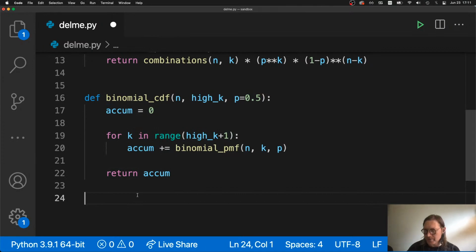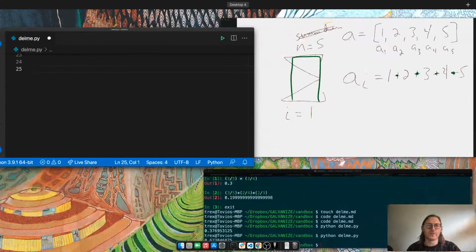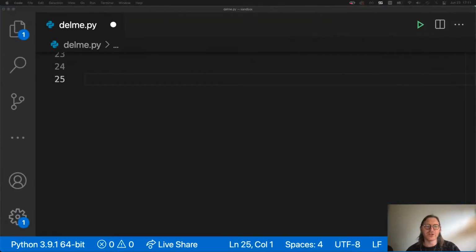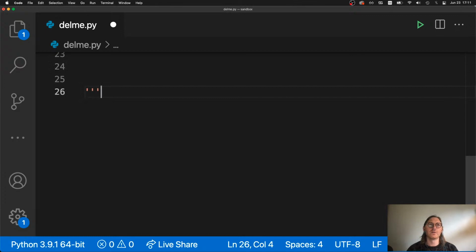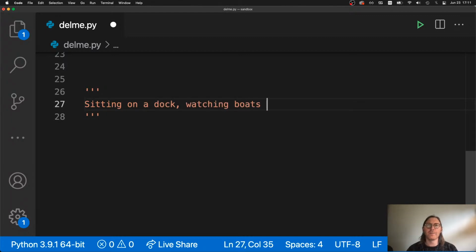So I'm going to write a couple of binomial-style questions. I wrote a coin flip problem, and that was pretty straightforward, pretty easy. Let's think about a different kind of problem. Let's say a different story: you are sitting on a dock watching boats go by.